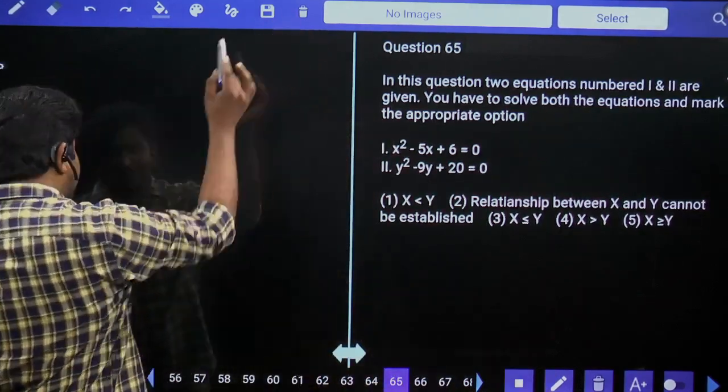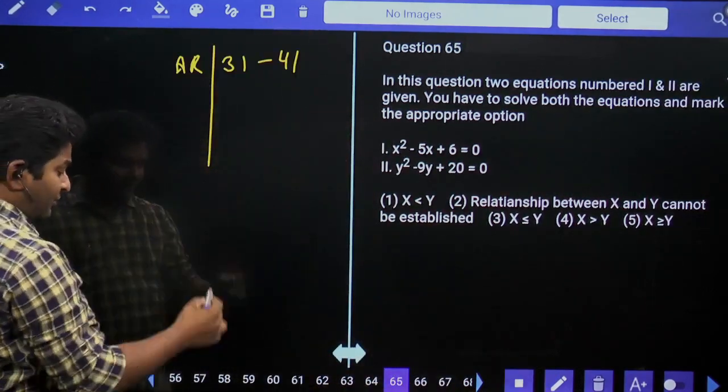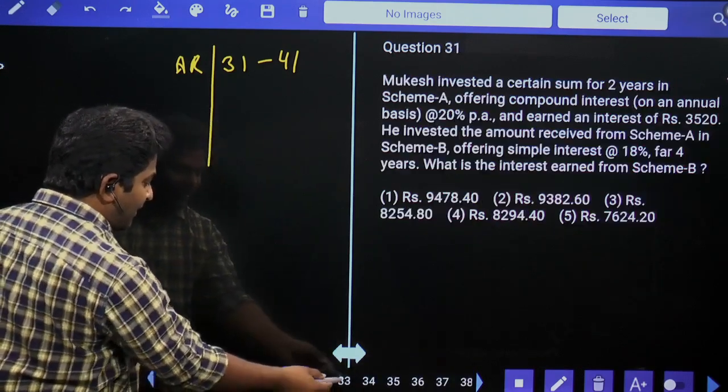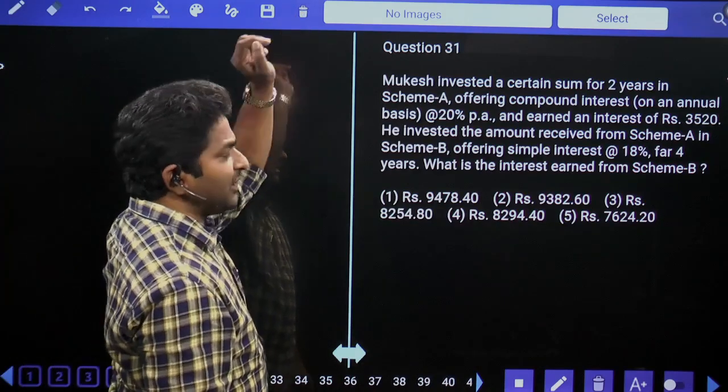Now, except questions from 31 to 41, except the arithmetic questions, all we have completed. And now let's start from question number 31 onwards.